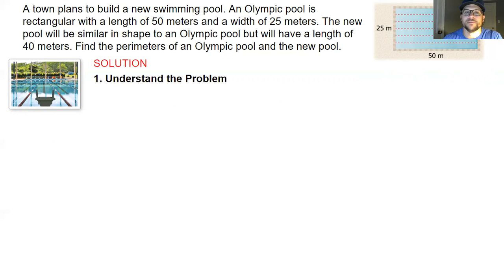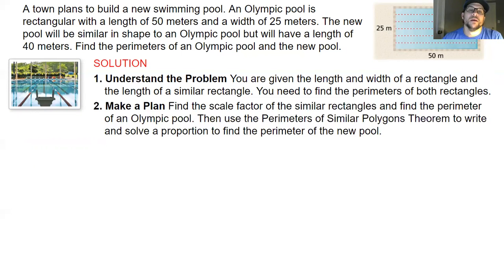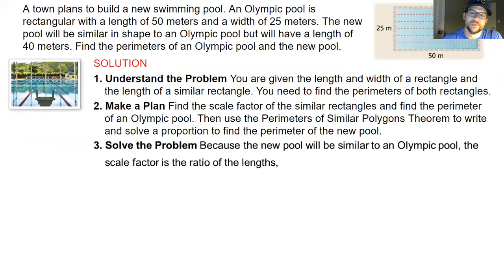So first, let's kind of unpack this problem. So we're given the length and the width of a rectangle and then just the length of the similar rectangle. So we have an x for the width of the similar rectangle that we don't know. We need to find the scale factor of the similar rectangles in order to get the perimeter of the Olympic pool. Then we're going to use that perimeter to write and solve a proportion to find the perimeter of the new pool that we're making. That's not the Olympic pool.